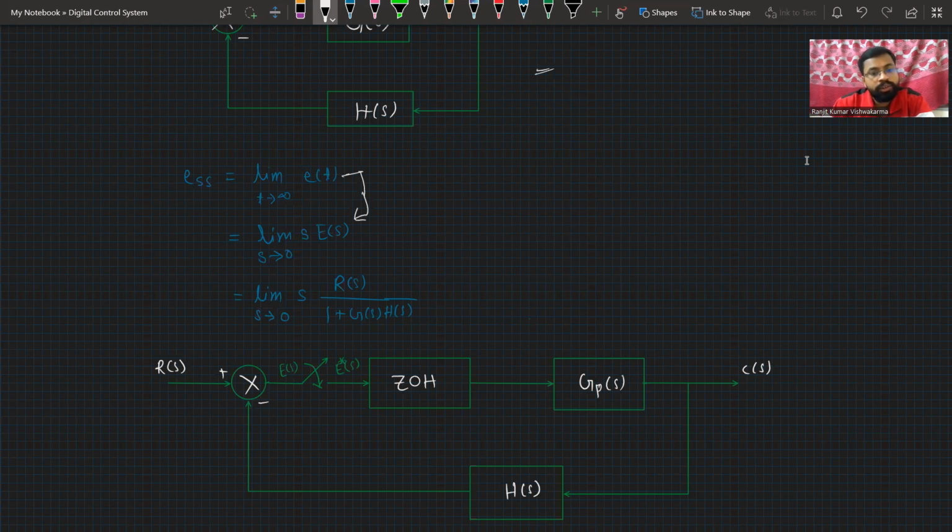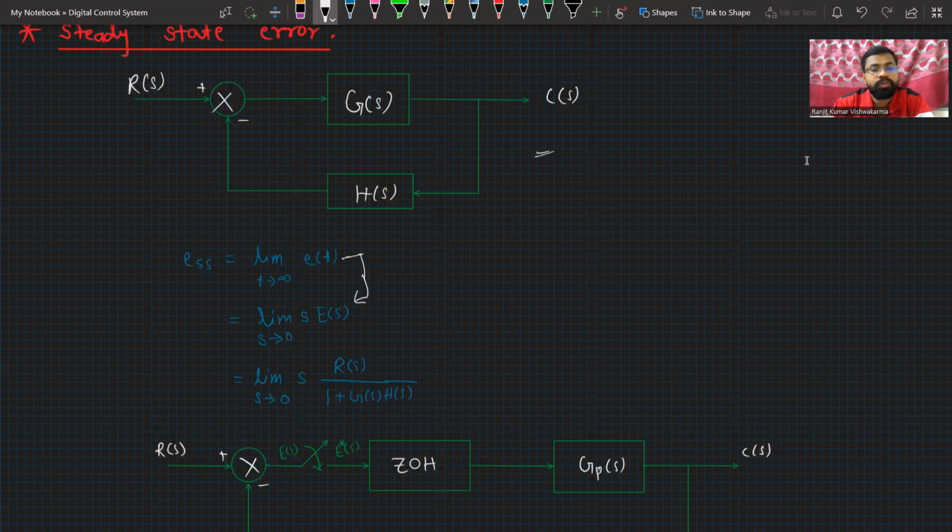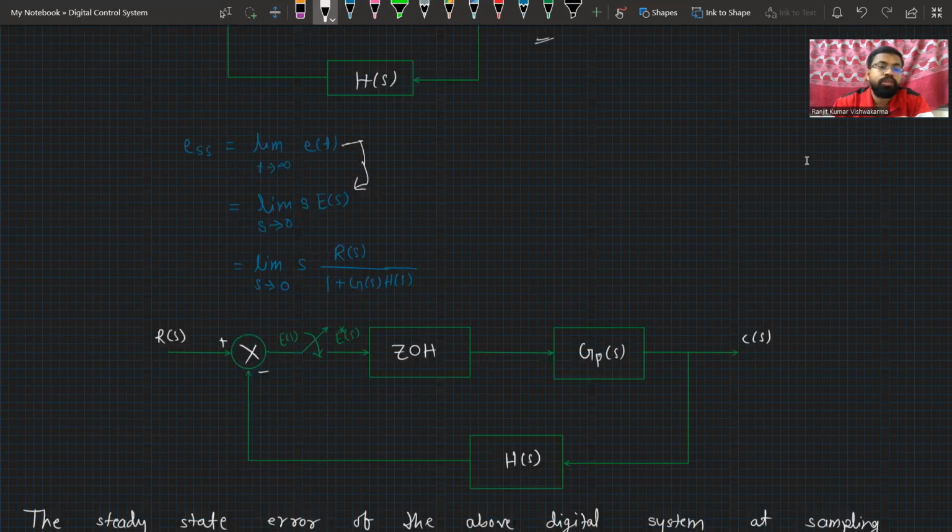Now limit s tends to 0 of s times the error transfer function. From here you can calculate it easily, that is R of s divided by 1 plus G of s H of s. Now this one is for the analog control system.